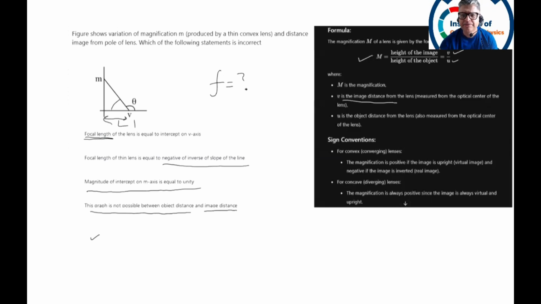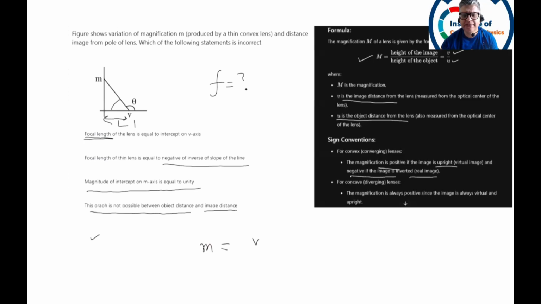Now, the sign convention, right? The magnification is positive if the image is upright. I don't think they have asked for this sign convention, but it's very important to know. And if the magnification is negative, it's a real image. So I think this is a negative slope. To me, this is a negative slope, which means the M which the examiner has written in the question, M is equal to V by U, right?